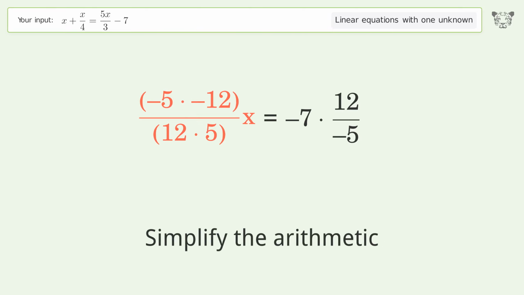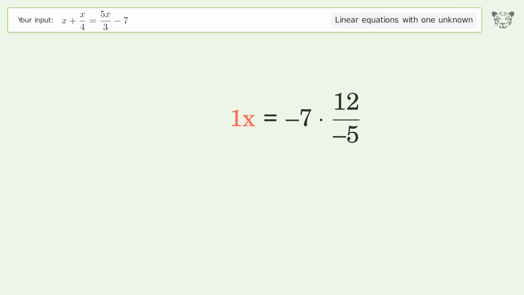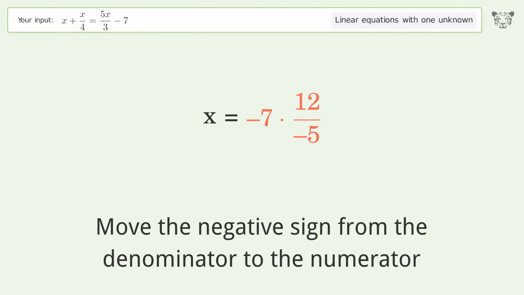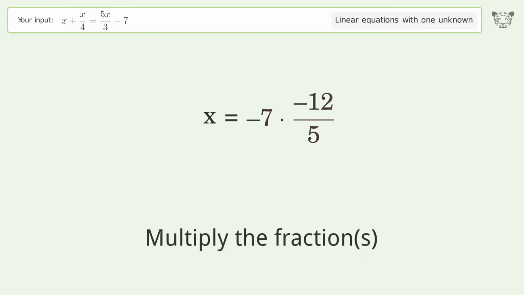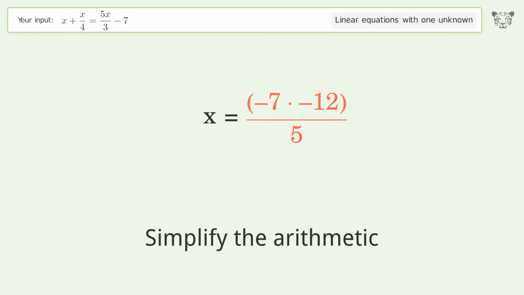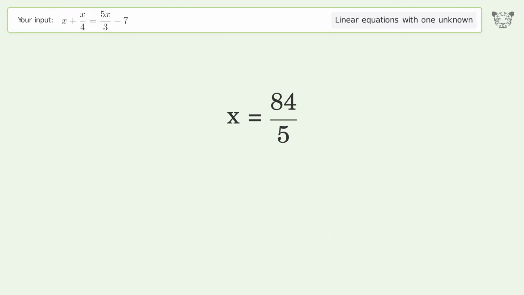Simplify the arithmetic. Move the negative sign from the denominator to the numerator. Multiply the fractions. Simplify the arithmetic. And so the final result is x equals 84/5.